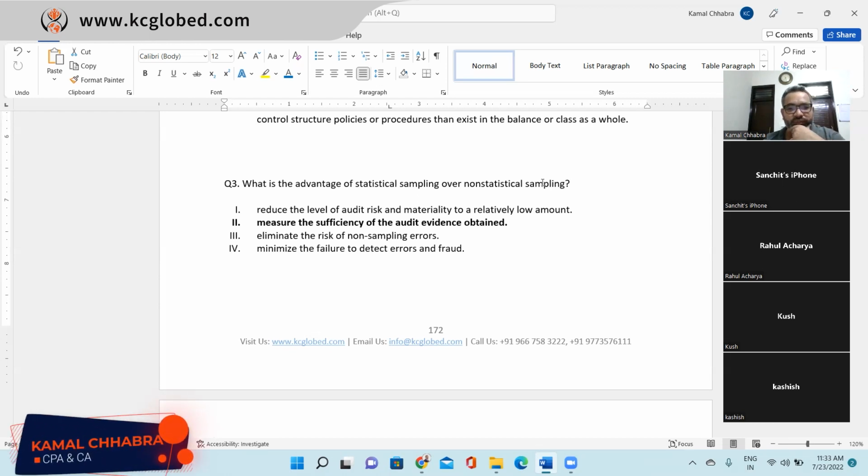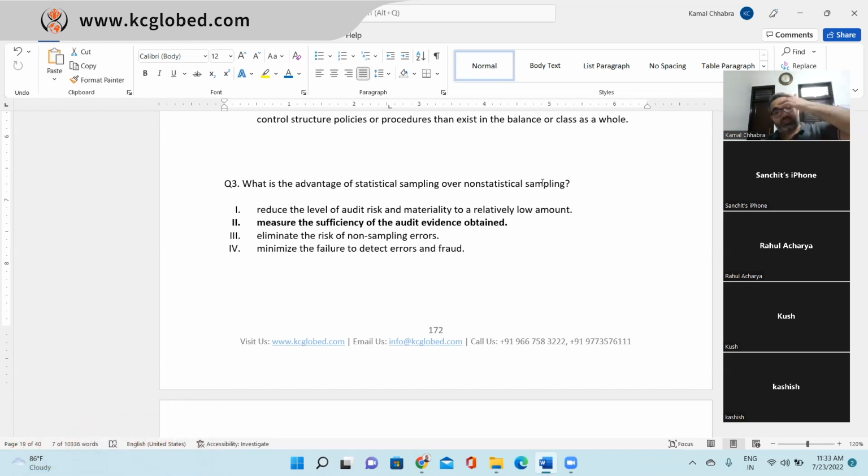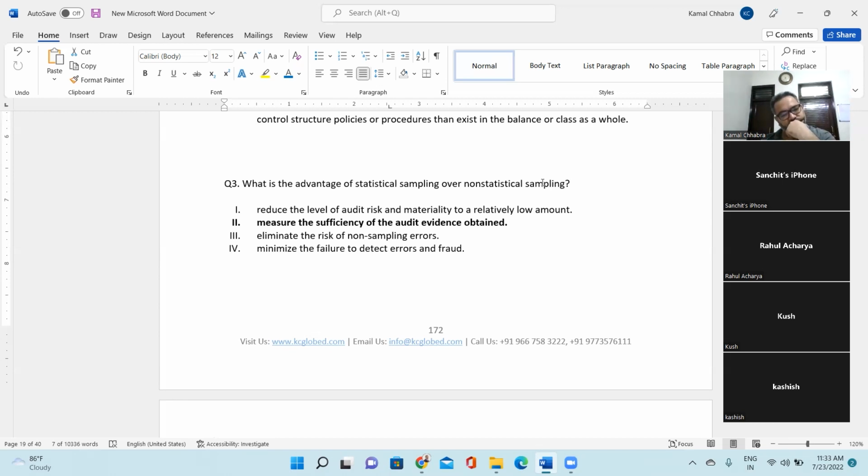Sir, third one is incorrect because it says eliminate the risk of non-sampling error. It won't eliminate. Non-sampling तो होगा ही नहीं क्योंकि जब sample लिया है Non-sampling तो risk will always exist. Right? So the right answer is Option 2.